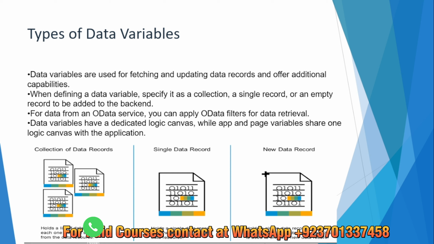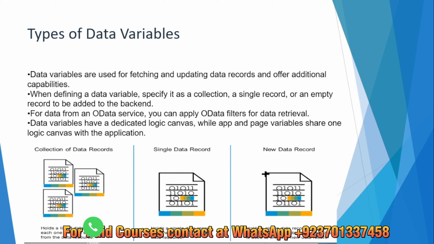When defining a data variable, specify it as a collection, a single record, or an empty record to be added to the backend. For data from the OData service, you can apply OData filters for data retrieval. Data variables have a dedicated logic canvas, while app and page variables share one logic canvas with the application. Which means that the data variable has a dedicated logic canvas. You can easily update the logic regarding the data variable, whereas the app and the page variable share the logic canvas with the application.